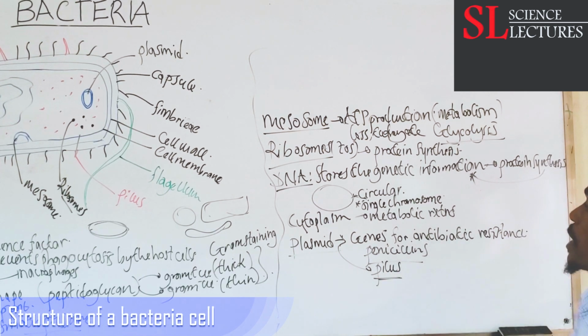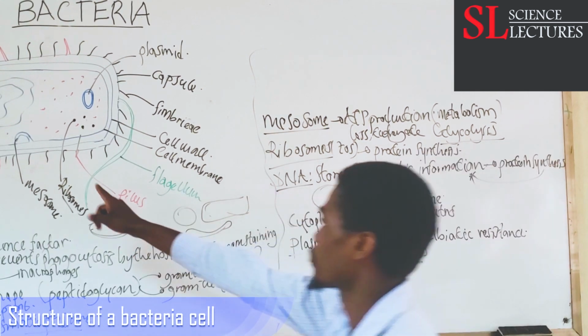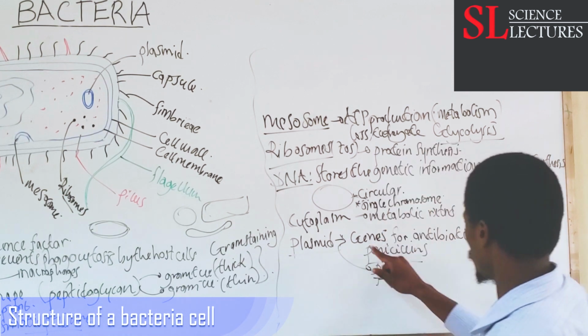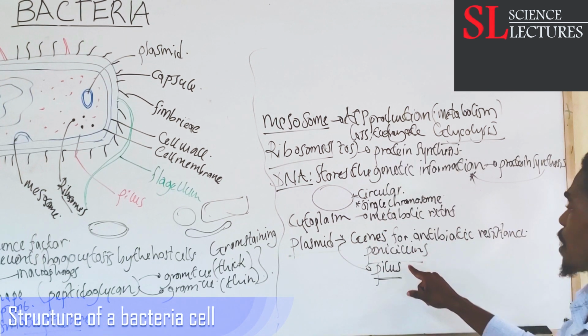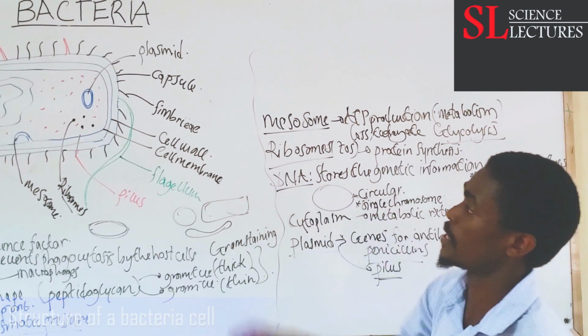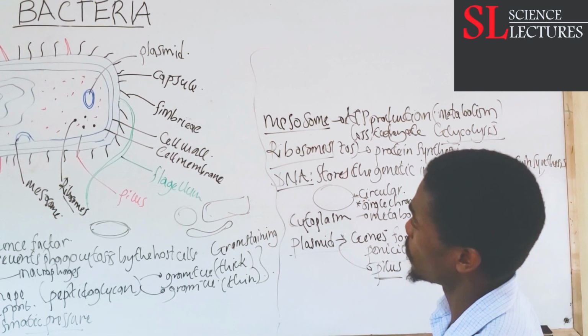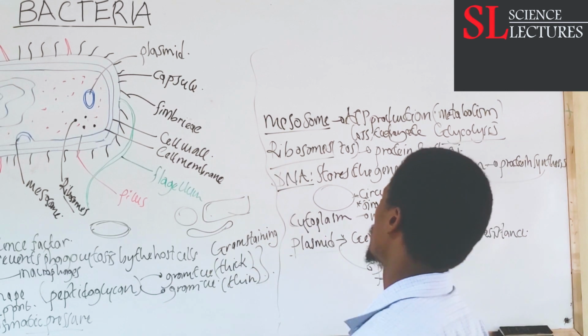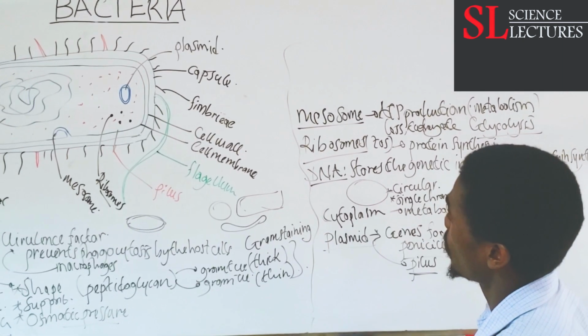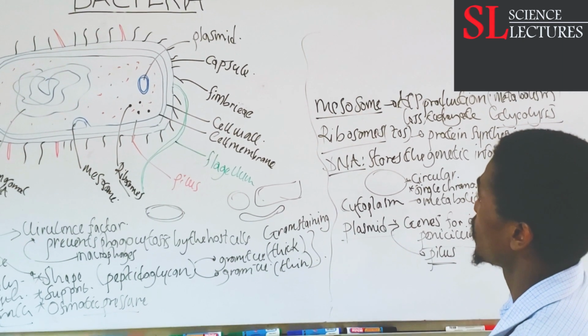With the aid of the pilus, we gave the function of the pilus there. So genes for antibiotic resistance can be encoded and transferred with that pilus we are seeing there. So the cytoplasm, the chromosomal DNA, and so that is it with the basic function of the different organelles within this bacterial cell.